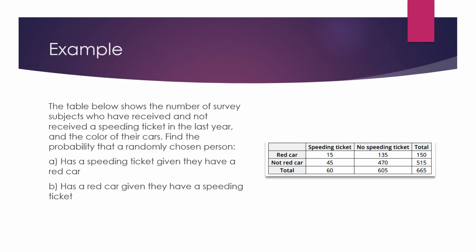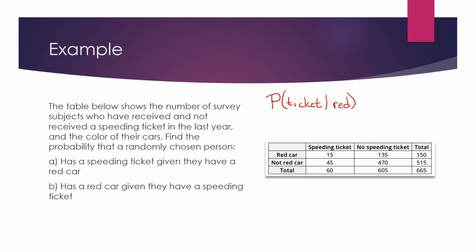For this next example, we're going to go back to that two-way table of red car, not red car, and speeding ticket, no speeding ticket that we used in the last chapter. But this time we are going to use conditional probability. So it says, what is the probability that a randomly chosen person has a speeding ticket given that they have a red car? So we want the probability of a ticket but it's not out of everybody. Instead, we already know it is given that they do have that red car.